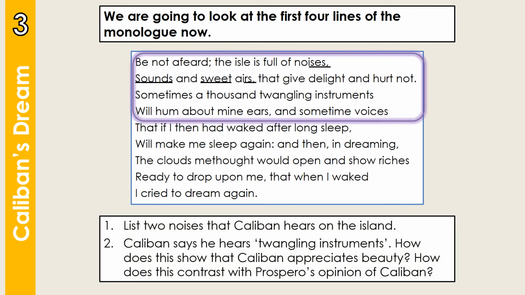Now let's look at the first 4 lines. So again, be not afeard, the isle is full of noises, sounds and sweet airs that give delight and hurt not. Sometimes 1,000 twangling instruments will hum about mine ears, and sometime voices. What I'd like you to do is list 2 noises that Caliban hears on the island. So on your worksheet, perhaps circle them. What 2 noises does he say in those 4 lines?